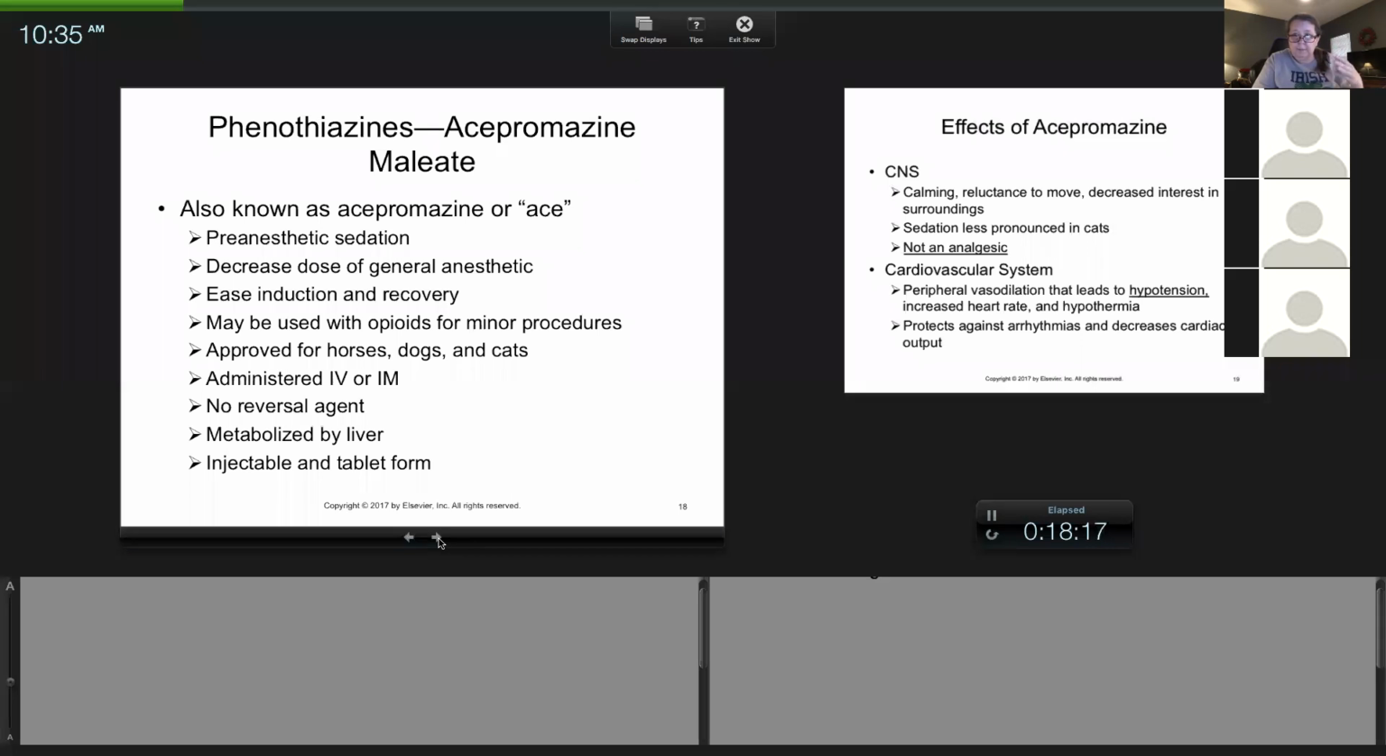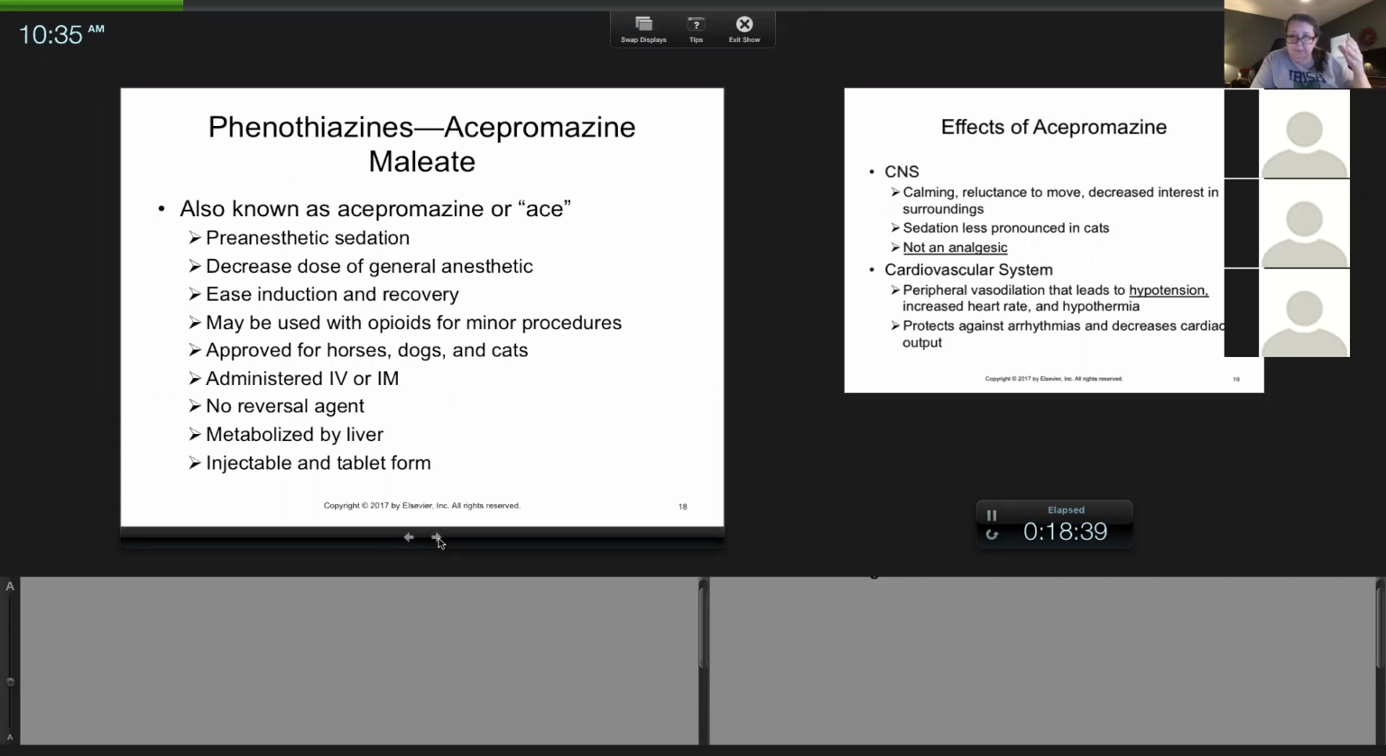It can be combined. A lot of times ACE is combined with an opioid for minor procedures like a laceration, a pre-med. But I'm going to tell you, and I don't know why, it is not analgesic. There is no analgesic effect to acepromazine.